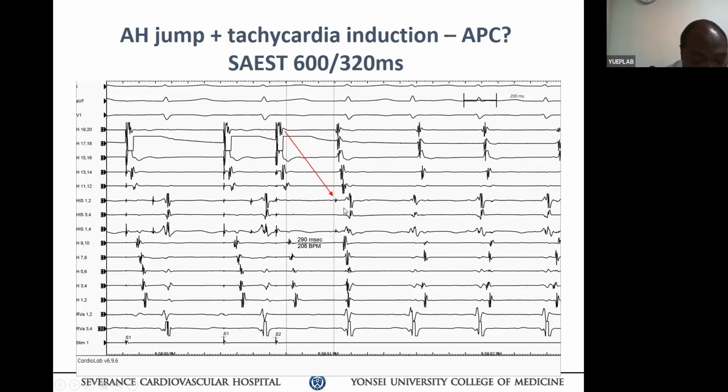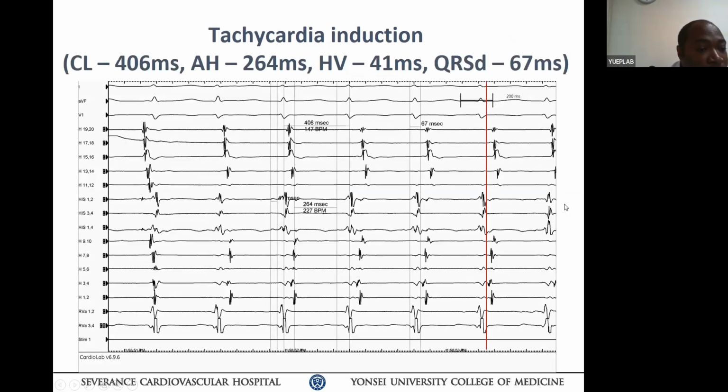And so we see the A matching to the H and the H matching to the V, but this beat occurs actually just a little before the H, which suggests that this is unlikely to be an echo beat, but rather probably an atrial premature complex that just coincides with this AH jump. And then it initiates a tachycardia where we see the His spike first. It's not easily visible, but we see a His spike first. And then we have a short VA tachycardia over here.